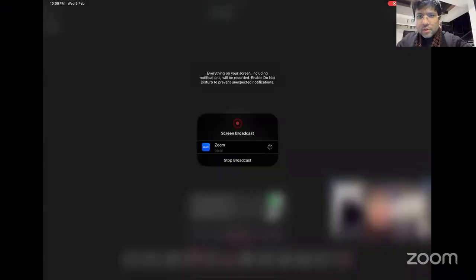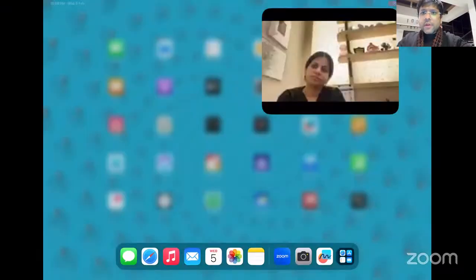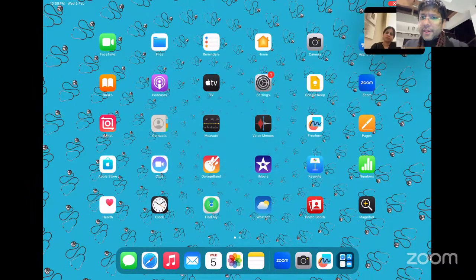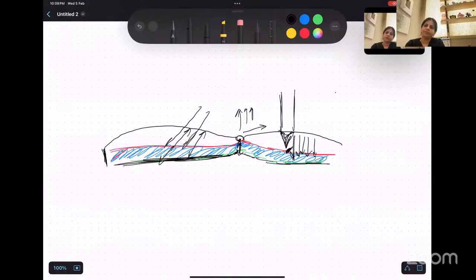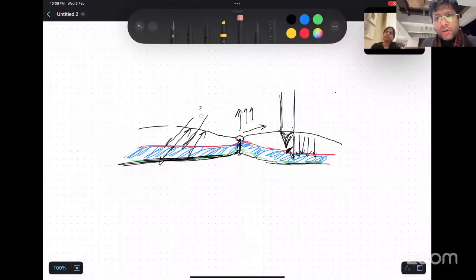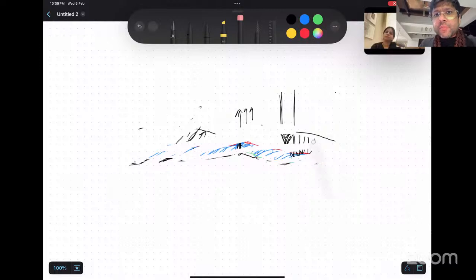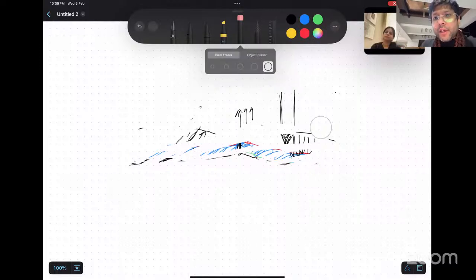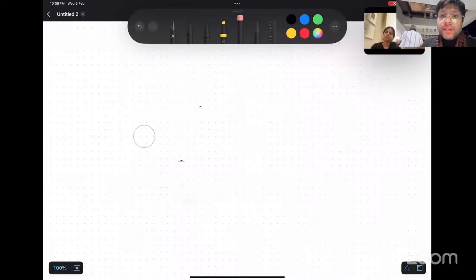Hi everyone, I'll be starting with the screen sharing because it's good to draw and explain this topic. The screen is visible, right, ma'am? Okay. Whenever we are talking about the anatomy of the uterine artery, there are two or three very important things which we all need to understand as far as some aspects of the embryology of the uterine artery are concerned.